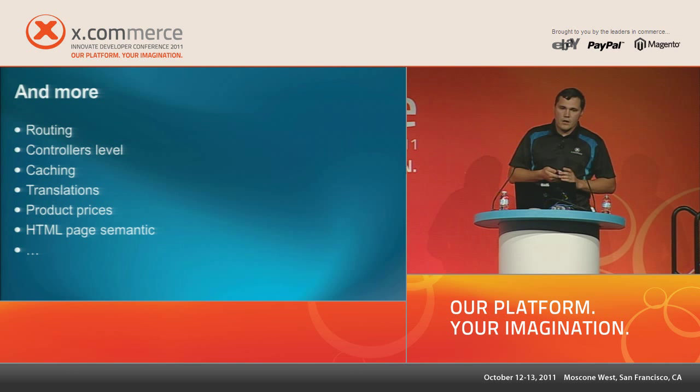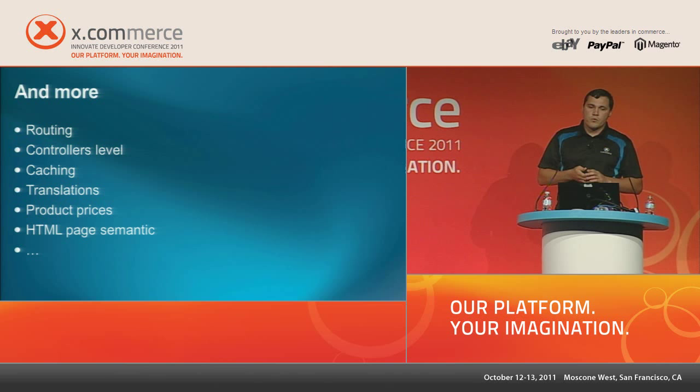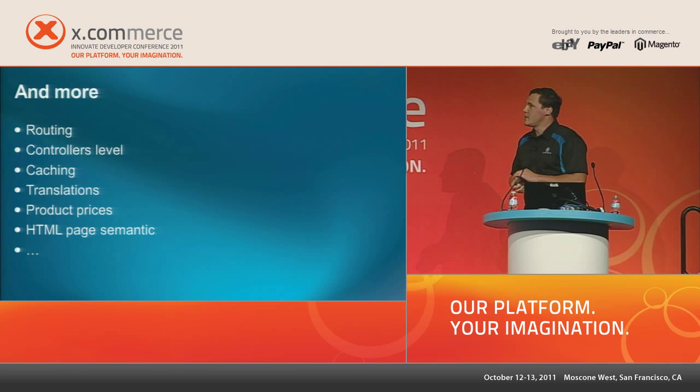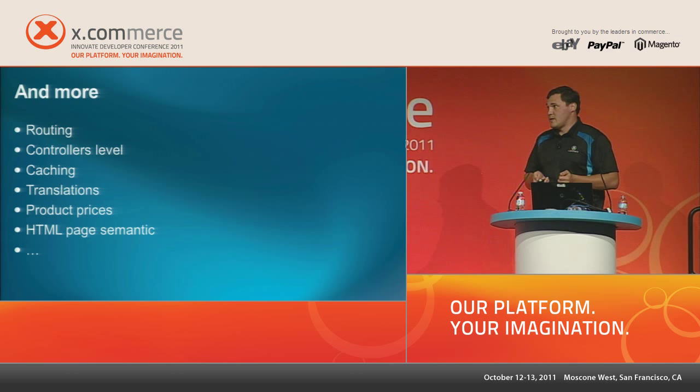Another improvement that we are working on is the routing process. We're improving our caching techniques, we're improving the translation mechanism, HTML semantics, and a lot of other stuff.